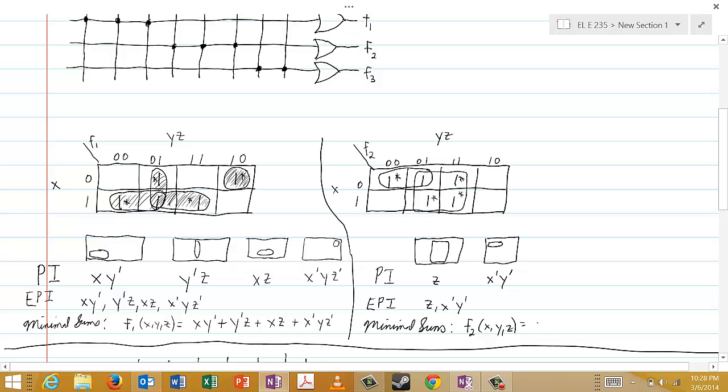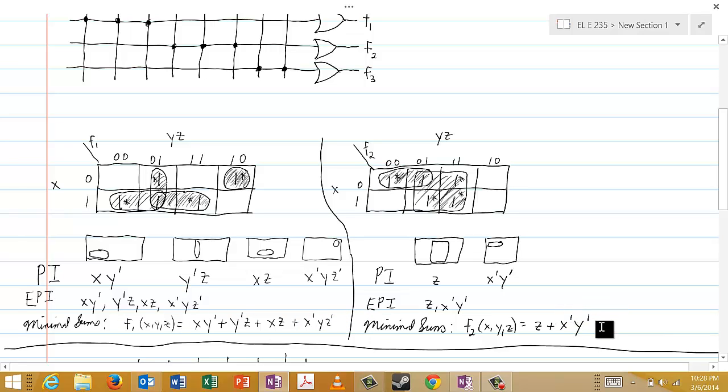we start with what's essential, so we have Z or x prime y prime. And when we shade in those terms, here is Z, and here is x prime y prime, and we have accounted for everything, and so this is the only minimal sum for F2, just as this was the only minimal sum for F1.